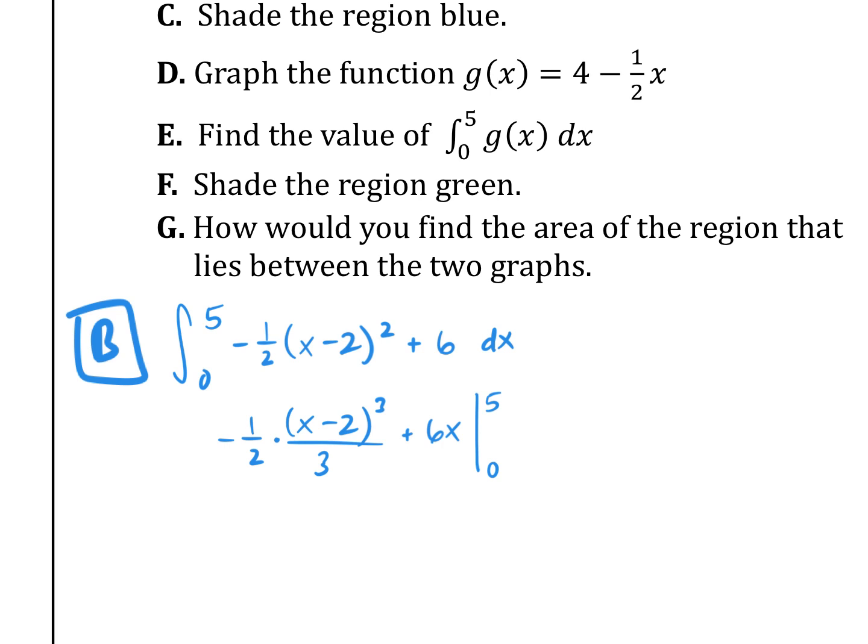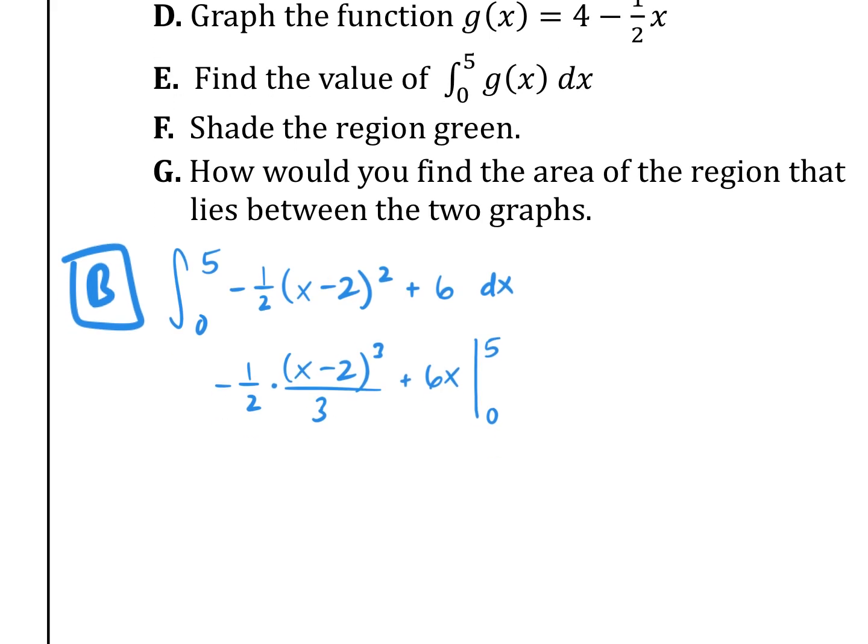So when I plug this in very carefully, again with all of our signs, I'm going to have a negative 5 minus 2, which is 3 cubed, divided by, this would be 2 times 3, which is 6, not 5. And then plug in 5 to the next thing. I've got plus 6 times 5, which is 30. So that's my first piece, plugging in 5.